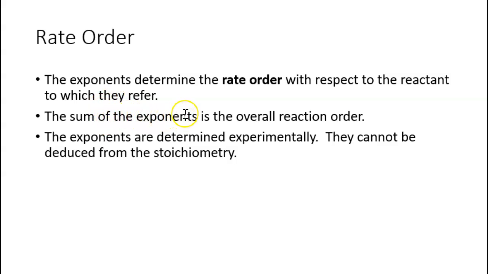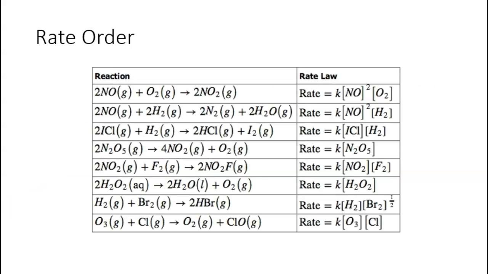The sum of your exponents is the overall reaction order. And so the overall order gives us an idea of how sensitive the reaction is to concentration changes overall, whereas the order with respect to an individual reactant just gives us an idea of how sensitive it is to that one reactant. Some reactions are really sensitive to concentration changes and others are not so much. These exponents are determined experimentally, and you can't figure them out looking at stoichiometry. Let's take a look at some practice problems and think about how the order of these reactants is changing.